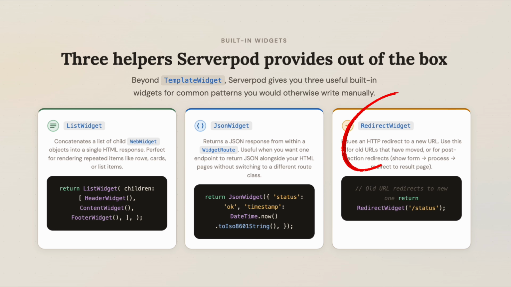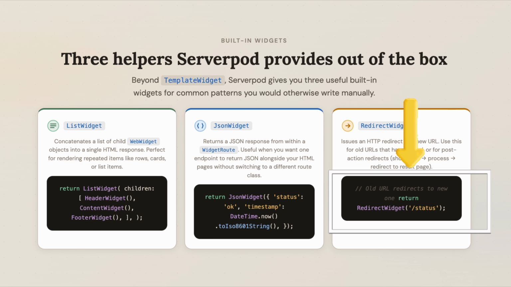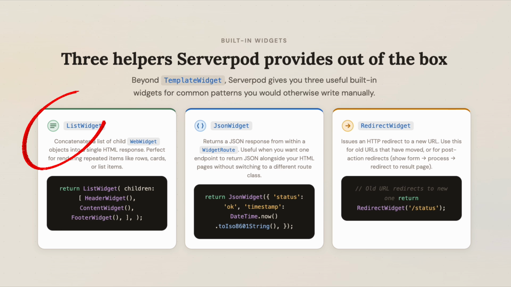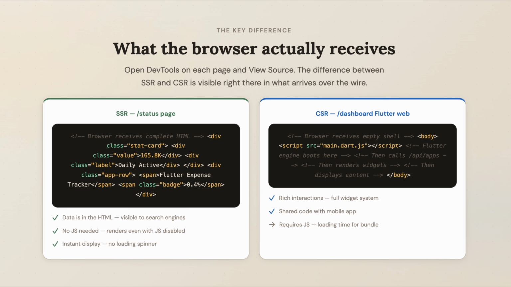Then the redirect widget does exactly what you would expect. It issues an HTTP redirect. It looks something like this. So it permanently redirects the old URL to the new one. And we already used list widget by updating our logic, which concatenates multiple widgets into one response.